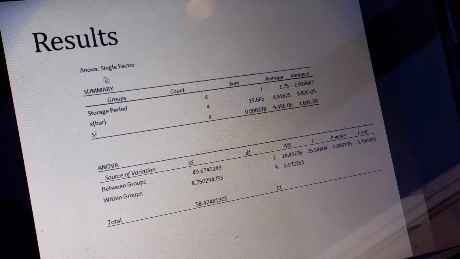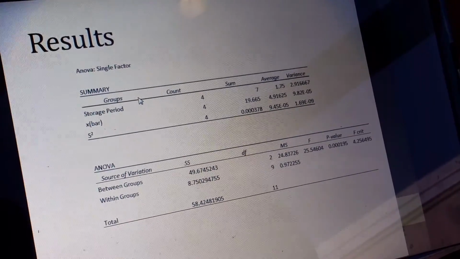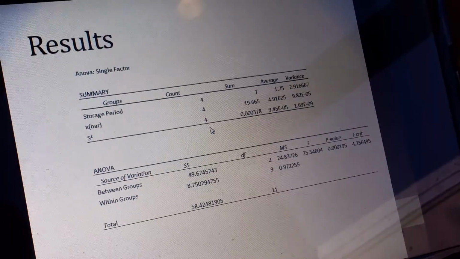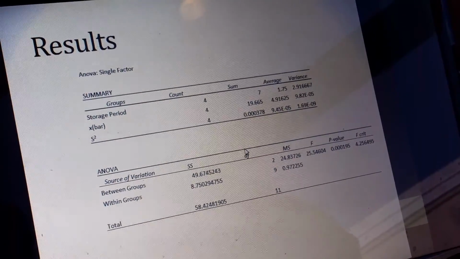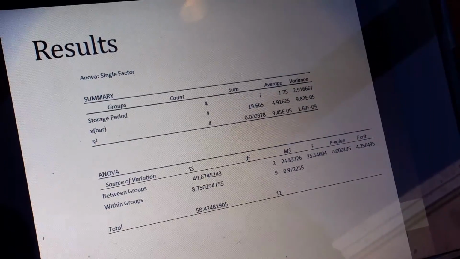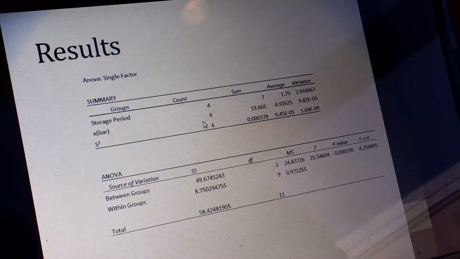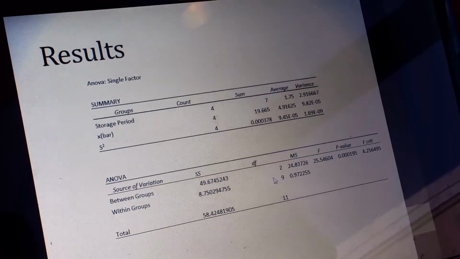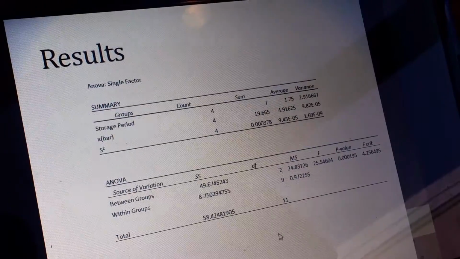We got the ANOVA single factor table from the Excel spreadsheet. First thing we do is get the degrees of freedom. There's 3 groups, so 3 minus 1 gives us 2. To get the degrees of freedom within the groups, since there's 3 groups with 4 each, we take 4 times 3, which is 12, minus 3, which is 9. To get the total degrees of freedom, we simply add them.